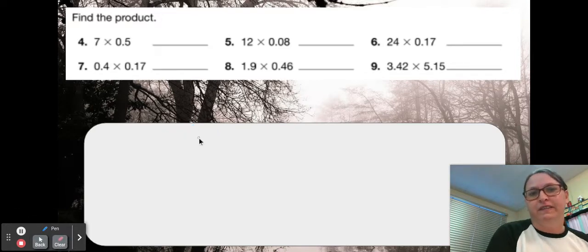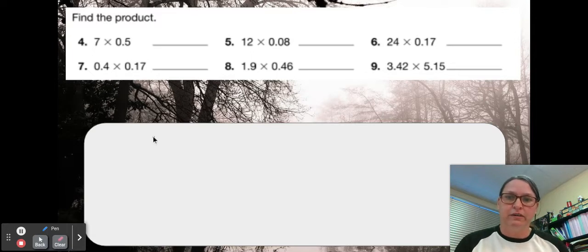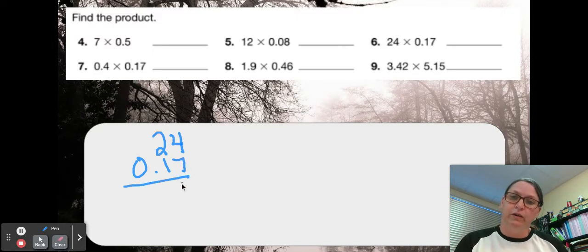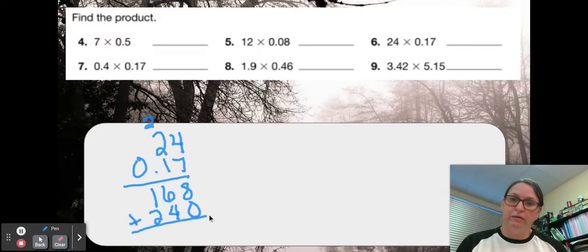Okay, let's solve number 6. 6 is 24 times 0.17, so I'm going to do 24 times 0.17. So 7 times 4 is 28. 7 times 2 is 14, plus 2 is 16. And I'm going to put my placeholder. 1 times 4 is 4, and 1 times 2 is 2. Now I'm going to add these up.